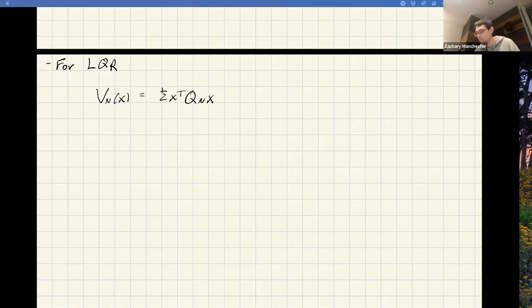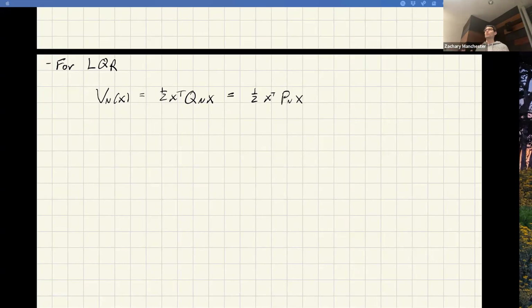And in a bit of foreshadowing, I'm going to write this as 1/2 X transpose En X. So that's what it is at time n. Now we're going to do what's called a Bellman recursion. We're going to go backwards in time one step and see what it looks like as I back up from the last time step. Intuitively, this is what dynamic programming is all about.